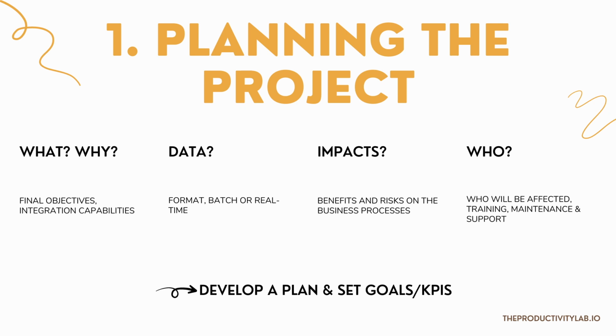At the end of this first step, you should be able to develop a project plan with the planning, with the stakeholders, the resources that you need, and also to set the success metrics that you want to measure to be sure that you are on track with your automation project.